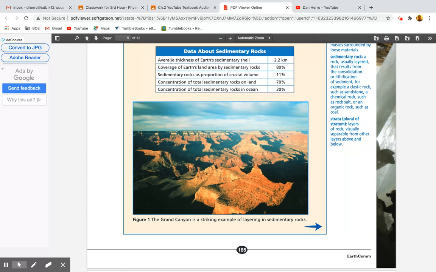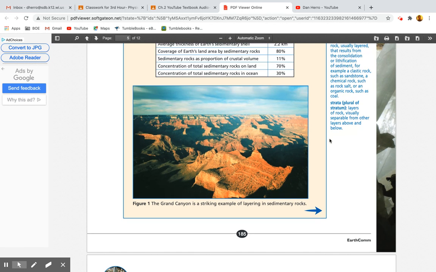Data about sedimentary rocks. The average thickness of Earth's sedimentary shell, 2.2 kilometers. The coverage of Earth's land area by sedimentary rocks is 80%. Sedimentary rocks as a proportion of the volume of the crust, 11%. Concentration of total sedimentary rocks on land, 70%. Concentration of total sedimentary rocks in the ocean, 30%.